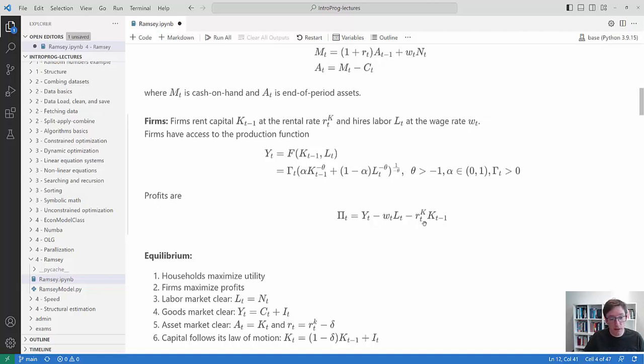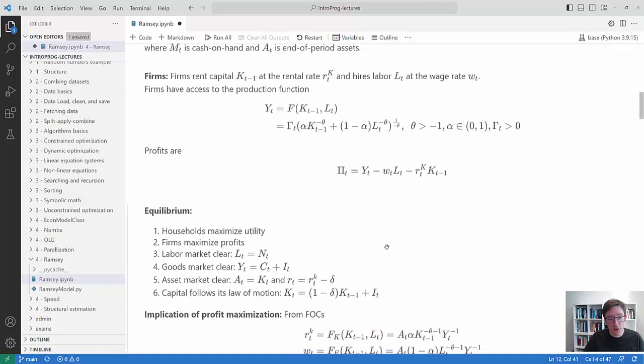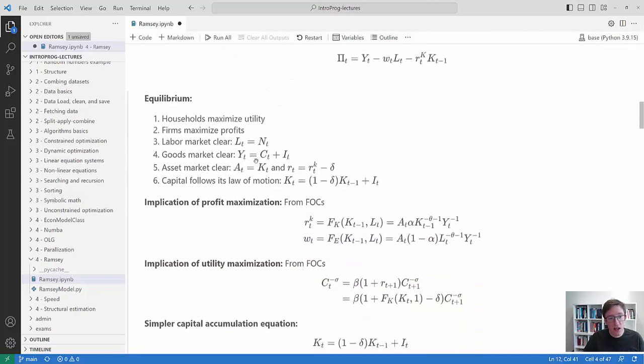So the equilibrium in this model can sort of be written in terms of 6 conditions. Households must maximize utility. Firms must maximize profits. Then we have that the labor market must clear, so what the firms demand in labor must equal what the households supply. The goods market must clear, what the firms produce must equal the sum of consumption and investment. The asset market must clear, so total savings of the households must be equal to total capital.